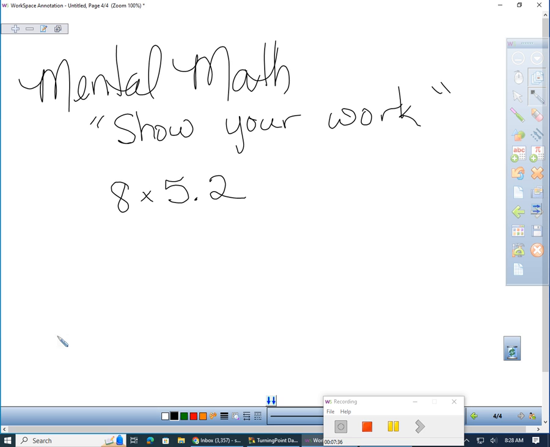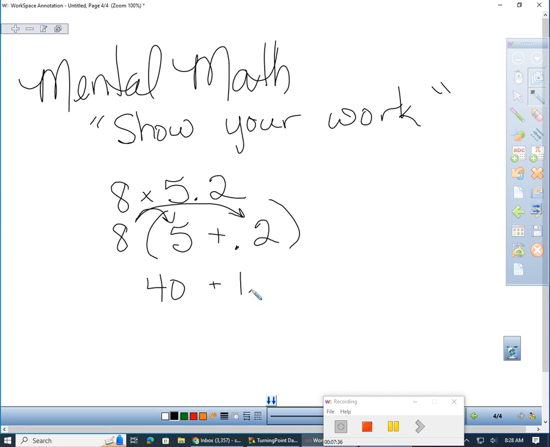What I want to do is take that decimal and break it up. So 5.2 is closest to 5. Does everybody agree with that? So we're going to rewrite this to use the distributive property as 8 times 5 plus 0.2. Then we're going to distribute. 8 times 5 is 40. 8 times 0.2 is 1.6. So 40 plus 1.6 is 41.6.